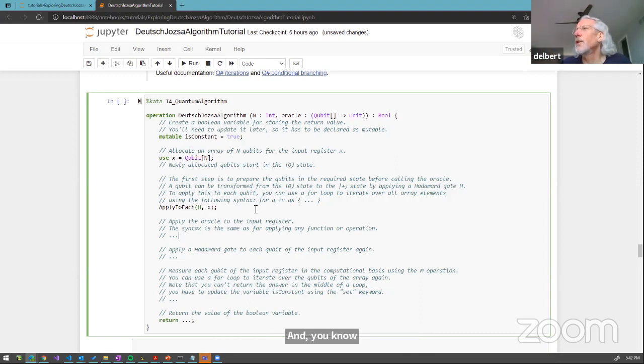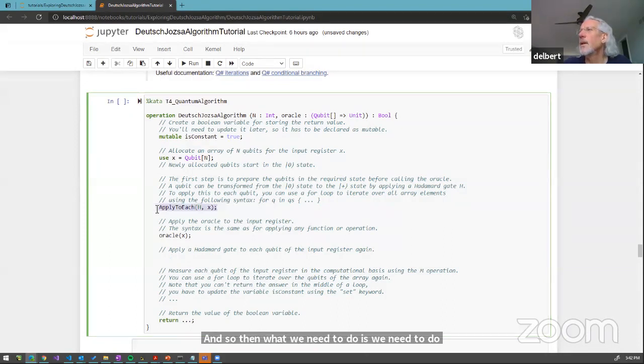All right. Now we need to apply the oracle, or invoke the oracle, on the register. That's really easy because this is a first-class functional language. So we just say, apply the oracle to X. And then what we need to do is do this again. So copy paste, right? Everybody's friend. We're going to apply that ApplyToEach again.